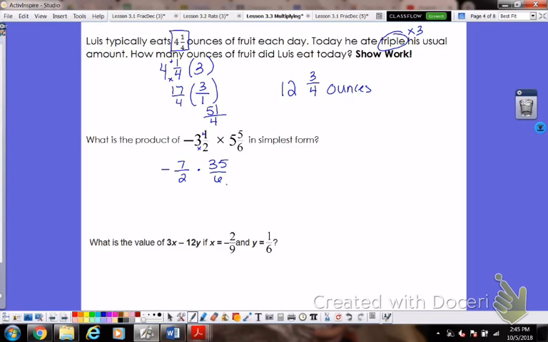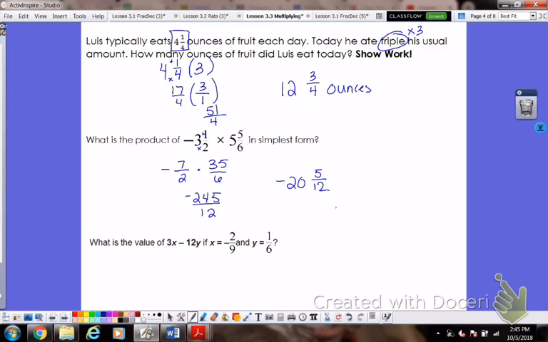Nothing reduces at this point, so multiply straight across. Negative 7 times 35 is negative 245 over 12. We reduce. 12 goes into 245 20 times, so negative 20 with a remainder of 5/12. If you're unsure of how we're changing from an improper fraction to a mixed number, we will review that some more in class if any of you have questions.